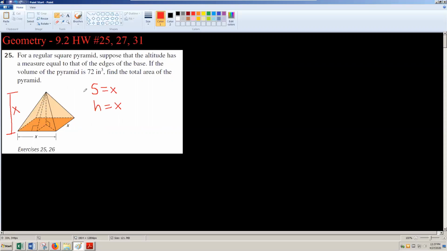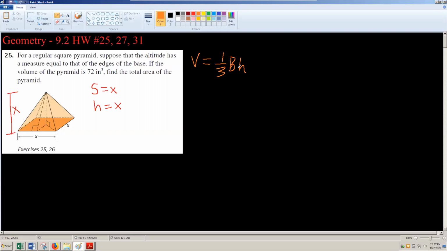If I wanted to talk about the volume of a pyramid, that's the first thing I want to talk about, because I'm given that the volume of the pyramid is 72 inches cubed. Volume for a pyramid, last time I checked, was 1/3 my base times my height. Maybe we use capital B here, I don't remember.